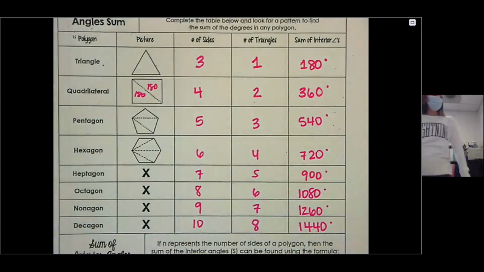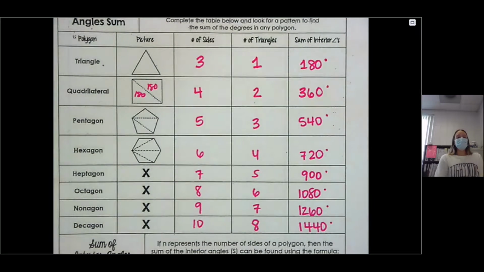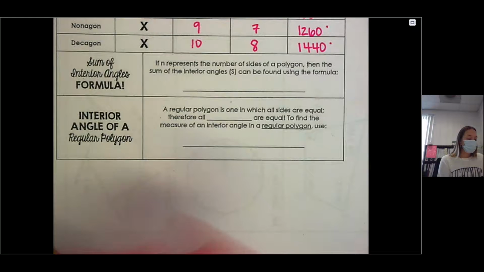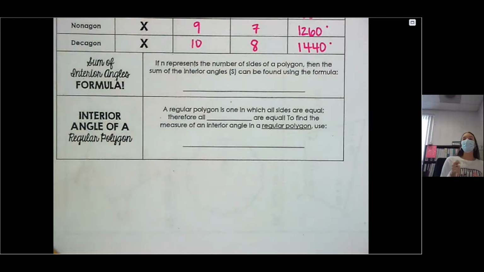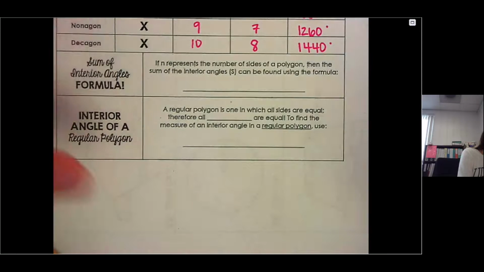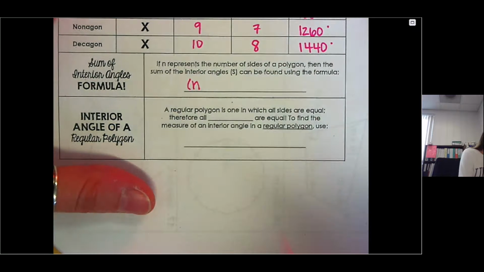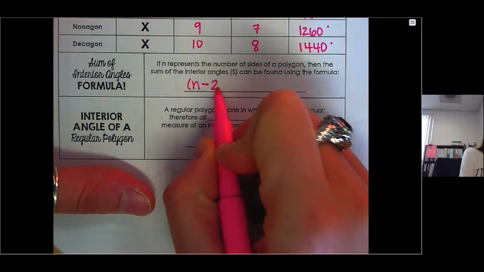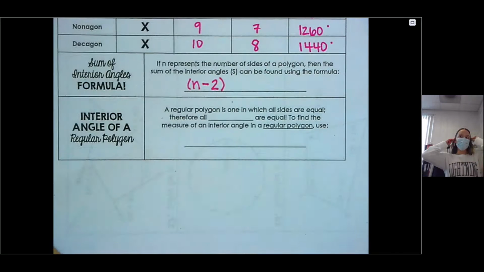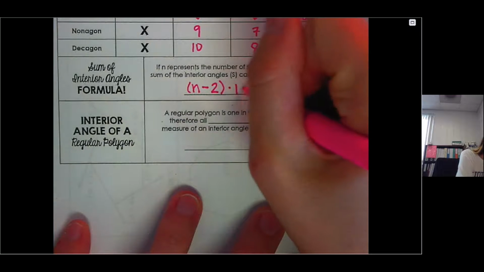So right underneath, it says sum of the interior angles. So what we did was we took the number of sides. We did what with it? Subtracted 2, always. So we took the number of sides, I'm going to put n for number of sides. We subtracted 2. And then what did we do with that number? Times 180. Perfect.